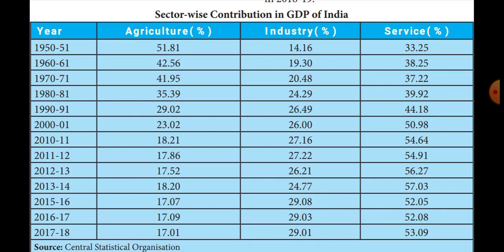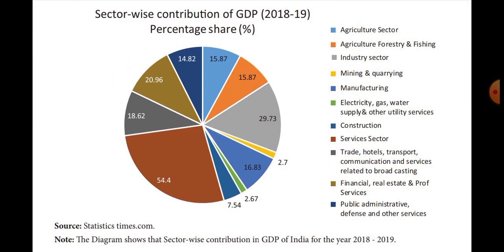Okay, the last one is very important, a 1-2 mark question. Okay, students, the last topic is the sector-wise contribution of GDP, 2018 to 19. In the year 2018 to 19, how much did each sector contribute to GDP in our country?